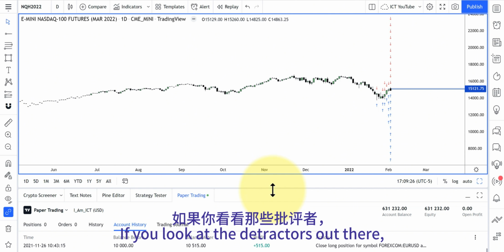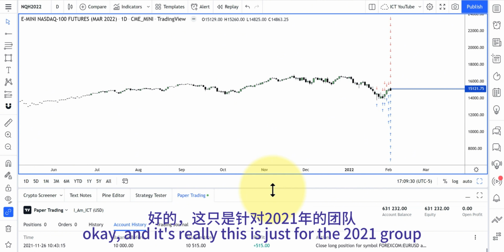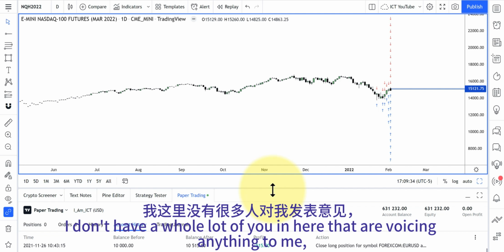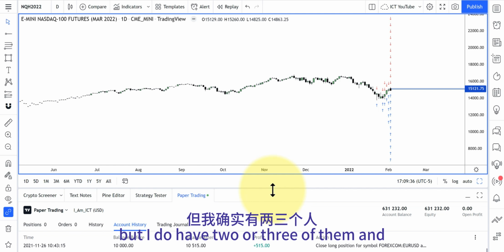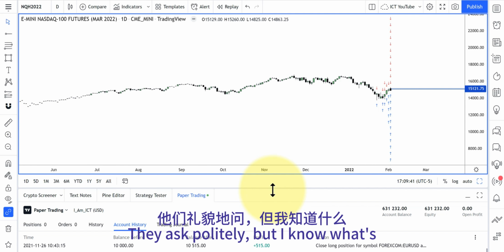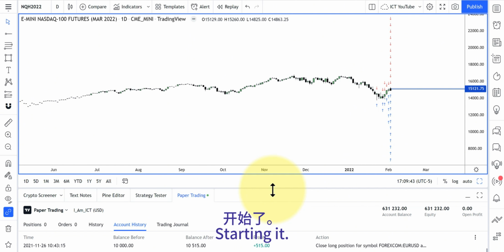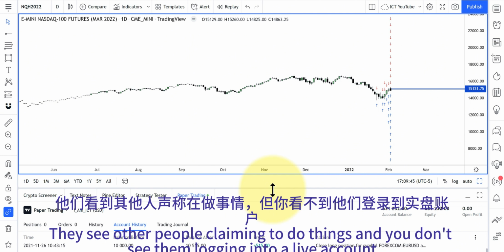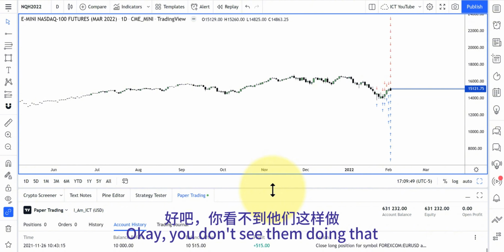So if you look at the detractors out there, okay, this is just for the 2021 group. I don't have a whole lot of you in here that are voicing anything to me, but I do have 2 or 3 of them. And they ask politely, but I know what's starting it. They see other people claiming to do things, and you don't see them logging into a live account. Okay, you don't see them doing that.